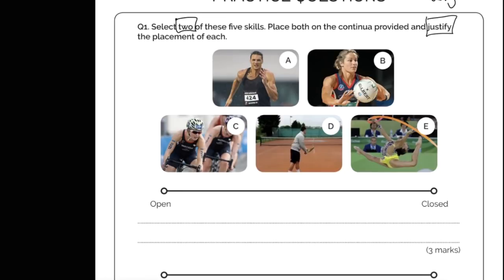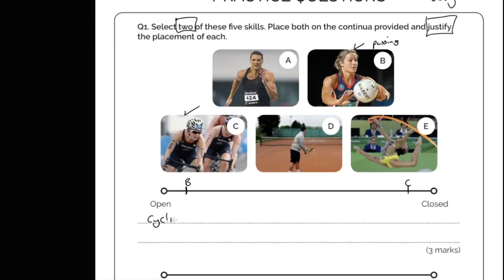So first of all, let me see what I'm going to do. I'm going to choose my cyclist for the first example, and I'm going to choose passing in netball. I'm going to specifically say this is passing in netball, not just netball altogether. Cycling is a closed skill we're going to put up there, whereas our netball passing is an open skill. I'm going to put it there.